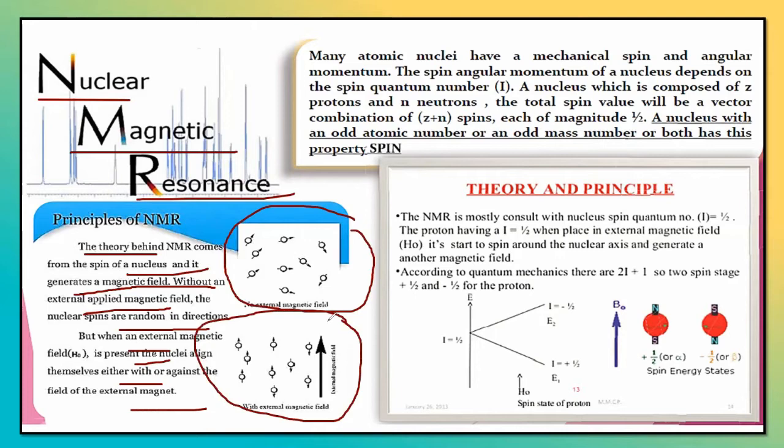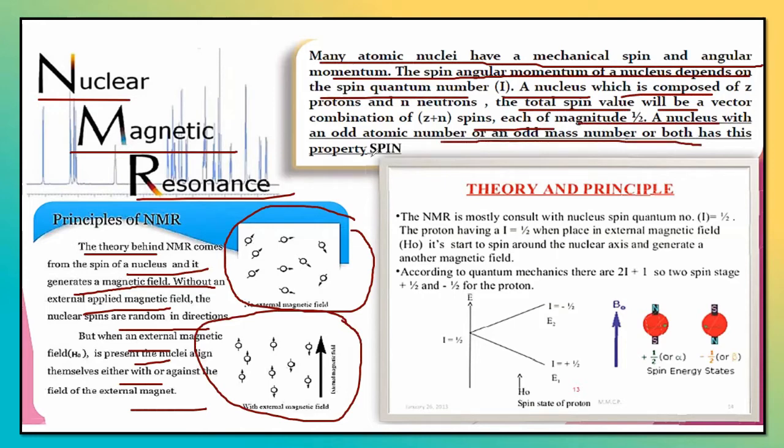Now, many atomic nuclei have a mechanical spin and angular momentum. The angular momentum of the nucleus depends on the spin quantum number. We have discussed this already. The total value will always be equal to 1, that is half plus half. A nucleus with an odd mass number has this property of spin.